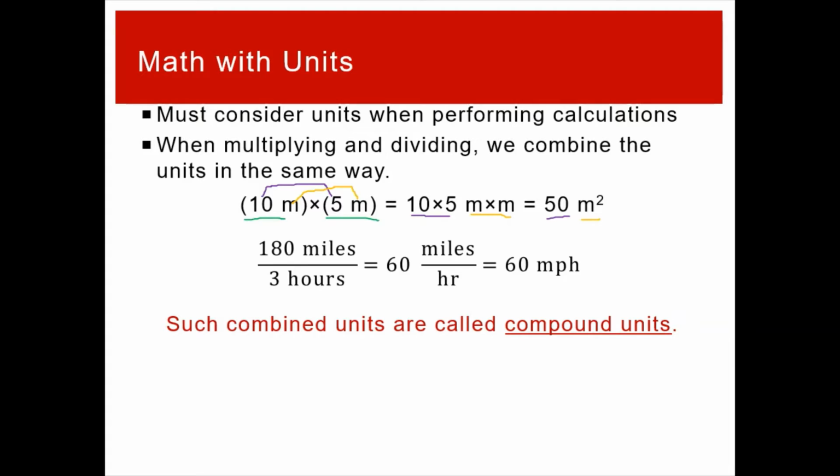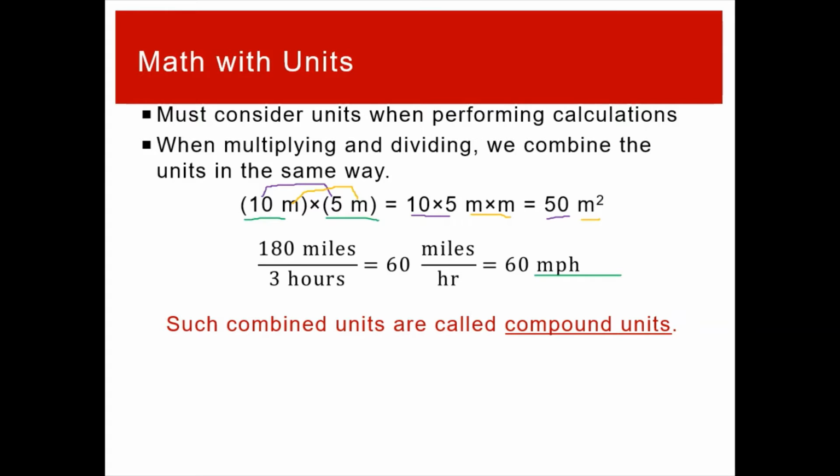We use the fact that a value multiplied by itself is squared. So you can kind of see that these units work a little similar to variables, like in an algebraic expression. Similarly, 180 miles divided by 3 hours. The 180 divided by 3 is 60. Miles divided by hour gets its own special name that we use, mph, miles per hour.